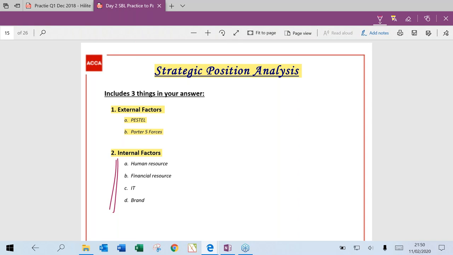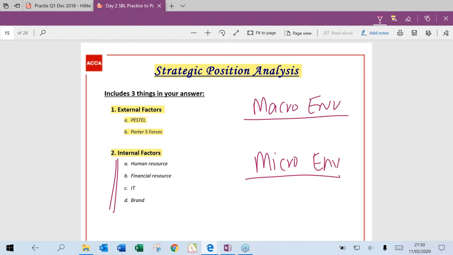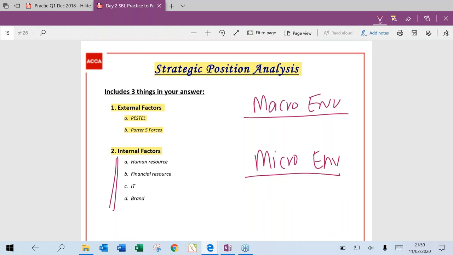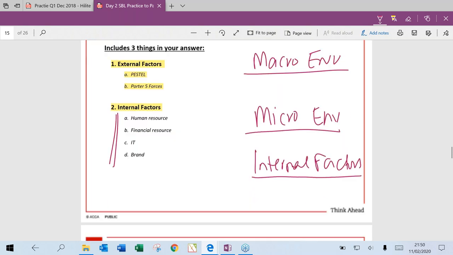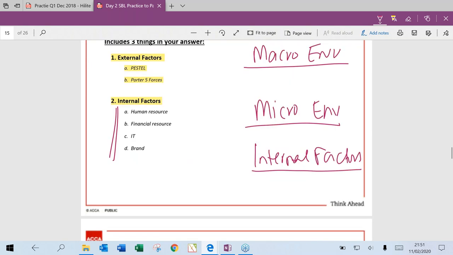You need to analyze macro environment using Pestel, and then you need to analyze micro environment using Porter 5 forces, and then you need to analyze internal factors, in which we will talk about the standard four things. All right, any question on strategic position? Right.